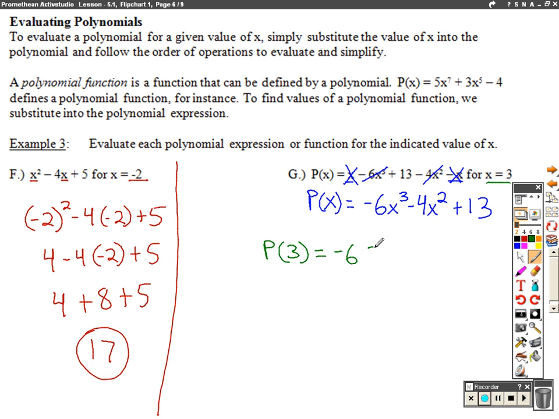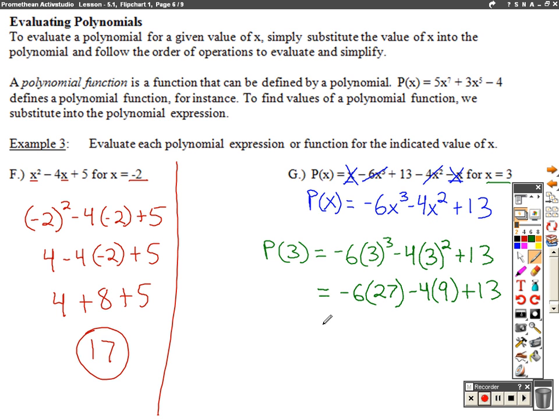Negative 6 times 3 cubed minus 4 times 3 squared plus 13. Order of operations, I do my exponents first. Negative 6 times 27 minus 4 times 9 plus 13. Then my multiplication. Negative 162 minus 36 plus 13. Negative 198 plus 13 gives me negative 185.